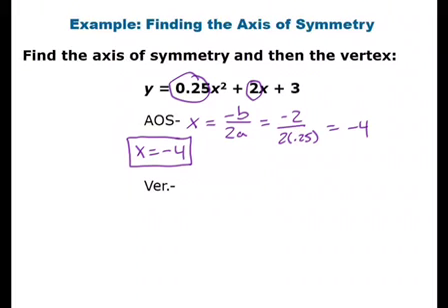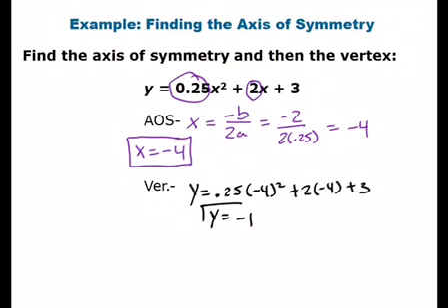And now we're going to take that value and plug it into our equation to find y. So we've got 0.25 times negative 4 squared plus 2 times negative 4 plus 3. Now we just want to evaluate this to find out what y equals. Well, in this case, y should equal negative 1. And so that means that our vertex for this parabola would be the point negative 4, negative 1.